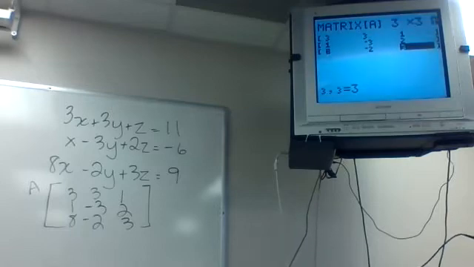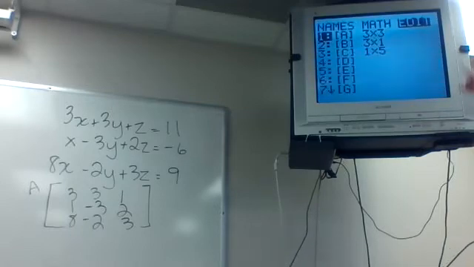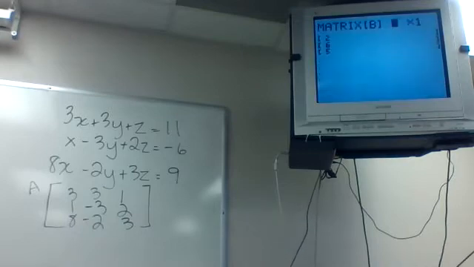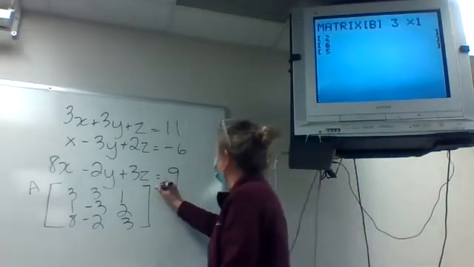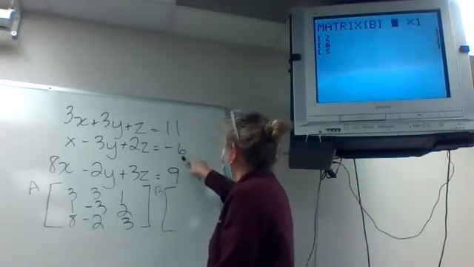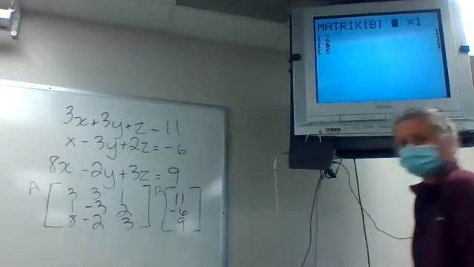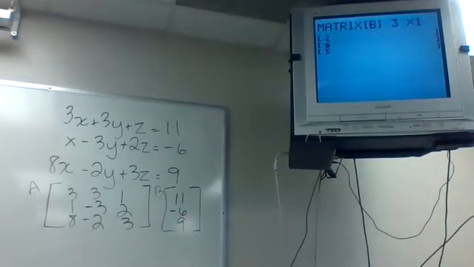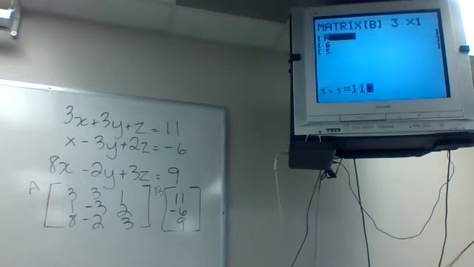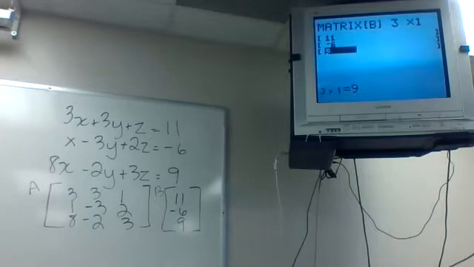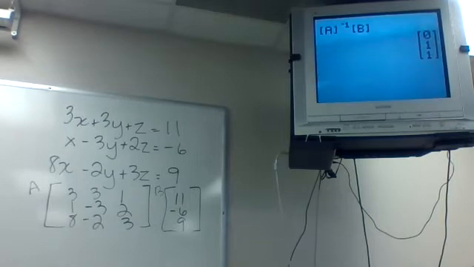Then go back to matrix. So second matrix, again, back over to edit, this time down to B. And what's B going to be? 11, -6, and 9. Right, it's still 3 by 1. 11, -6, 9. Again, I'm just going to quit now. I'll just go second to quit. Back to your home screen.